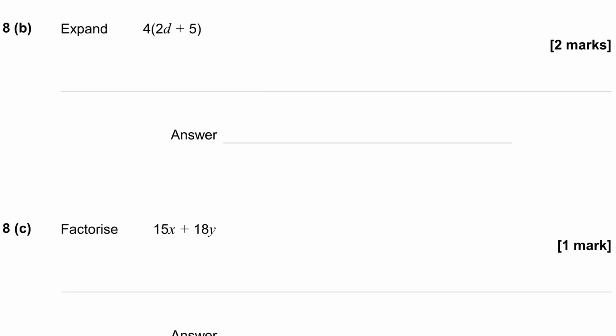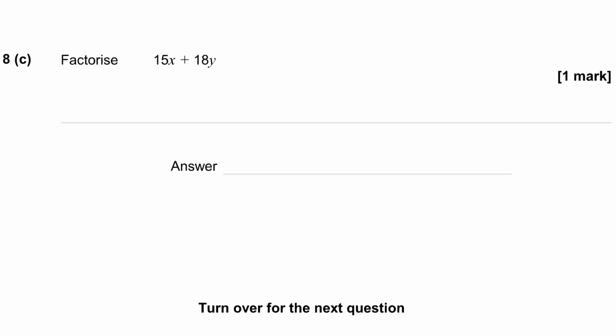8b, expand 4 lots of 2d plus 5. So single brackets, a number on the outside, that gets multiplied by everything inside the bracket. So 4 times 2d is 8d, and 4 times 5 is 20. There's a plus sign in the middle, so it must be plus 8d plus 20.